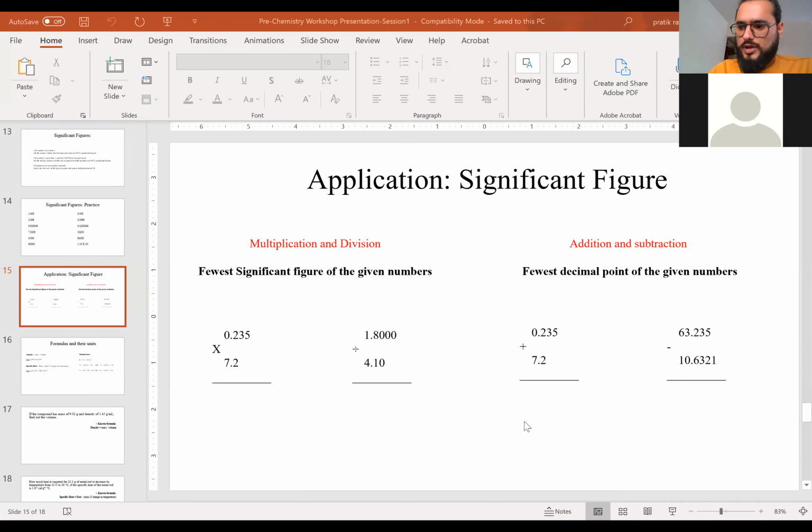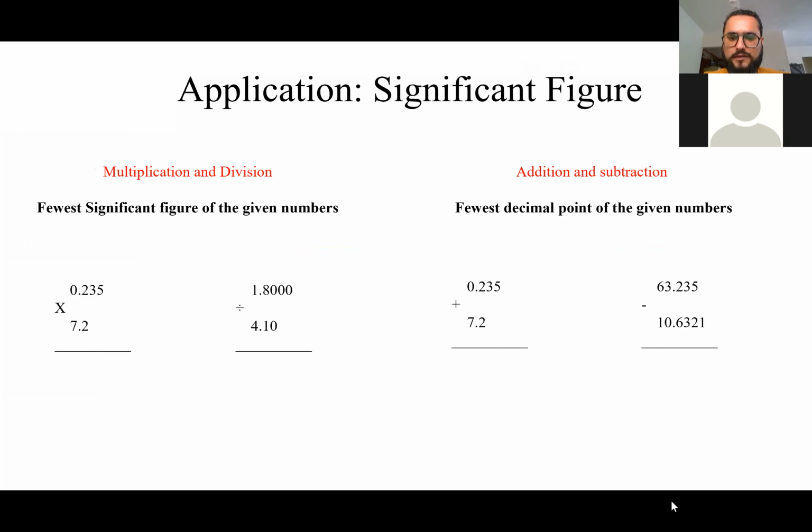All right. So, hope you guys remember the topic that we discussed yesterday. One of the topics that we discussed yesterday was significant figures. So we are going to build up on that.